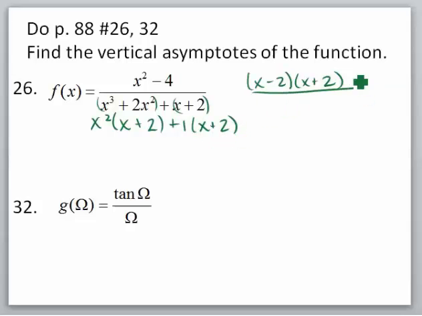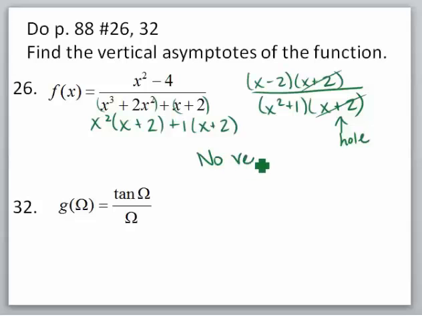So this does factor by grouping, and I get x squared plus 1 times x plus 2. Now these do cancel, and because they cancel, this actually creates a hole and not an asymptote. Therefore, there are no vertical asymptotes. I kind of jumped over the other part of the bottom, but I'll go back to that.